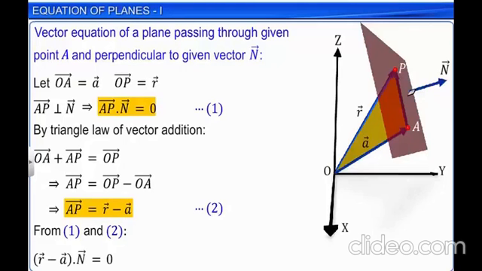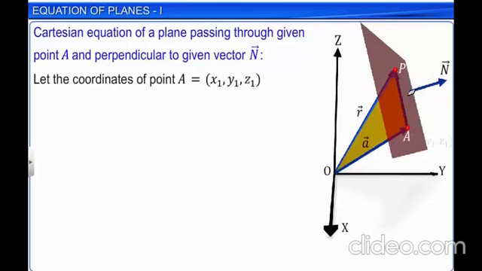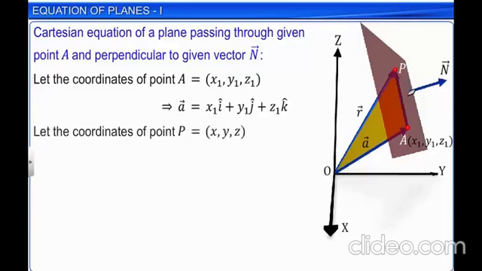Now, let us find the Cartesian equation of a plane passing through a given point A and perpendicular to a given vector n. Let the coordinates of the given point A be x1, y1, z1. Thus, position vector A can be written in its component form as shown. Also, let the coordinates of given point P be x, y, z. Thus, vector r can be written in its component form as shown.